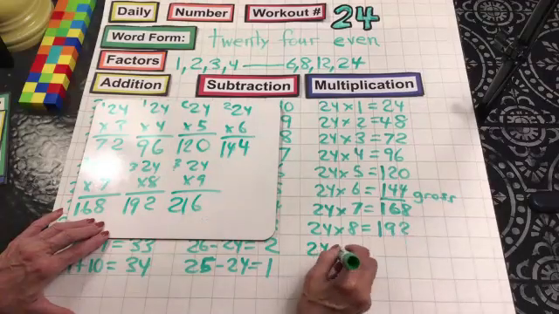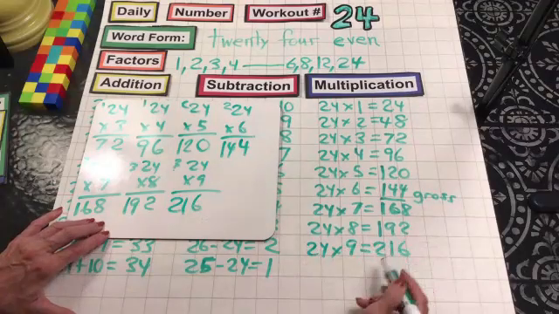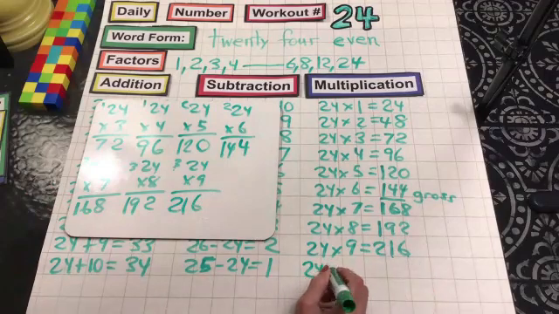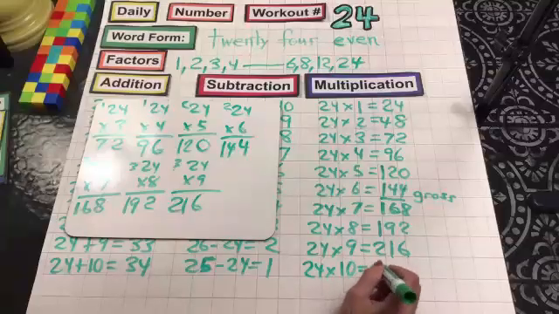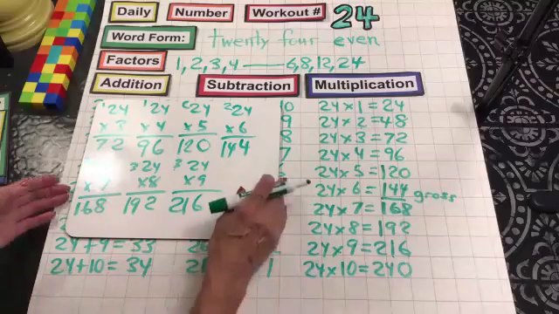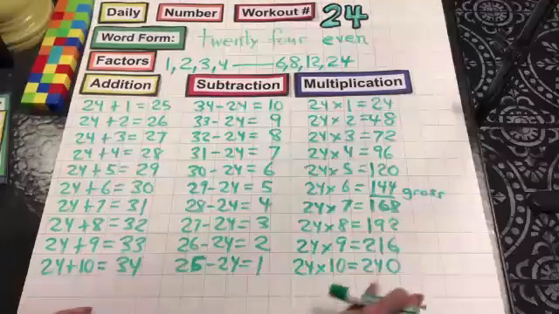So 24 times 9 equals 216. We can double check that to see if it's correct by adding these digits up. 2 plus 1 is 3, plus 6 is 9. Boom, that's correct. 24 times 10 is 24 with a 0, 240. Looking good today on our multiplication. We're ready to go on to division.